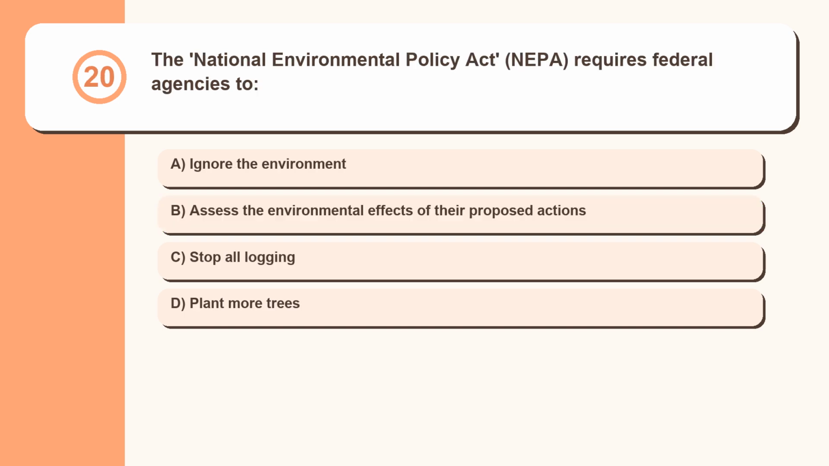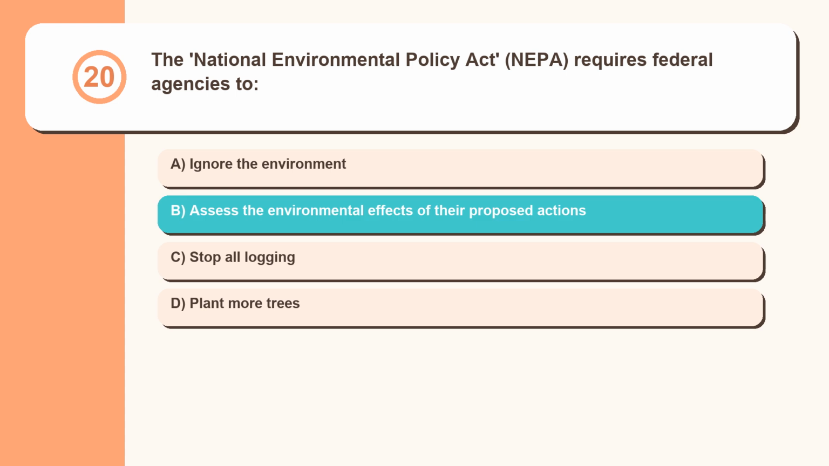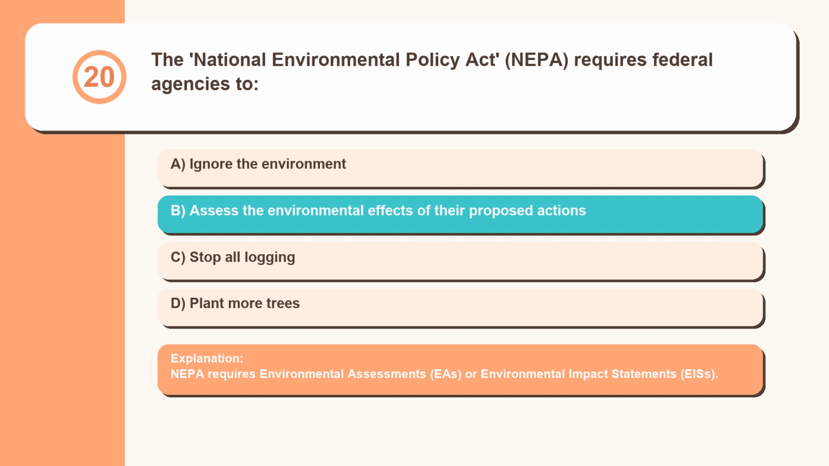Question 20. The National Environmental Policy Act (NEPA) requires federal agencies to ignore the environment, assess the environmental effects of their proposed actions, stop all logging, plant more trees. NEPA requires environmental assessments, EAs, or environmental impact statements, EISs.